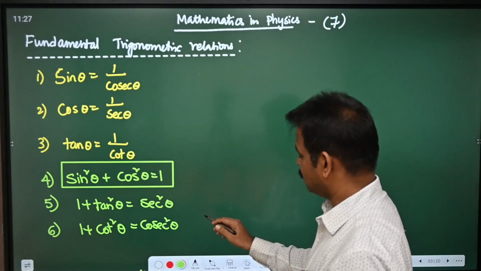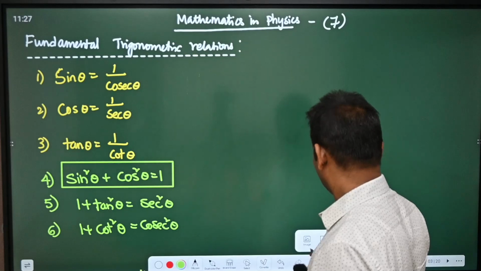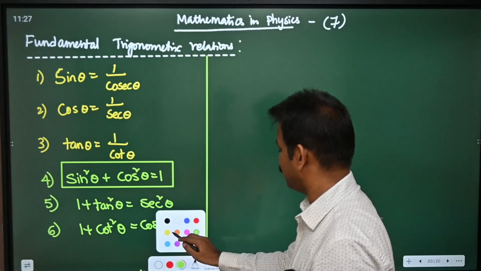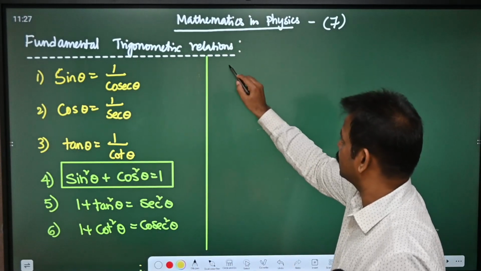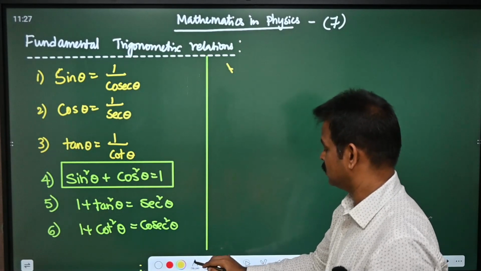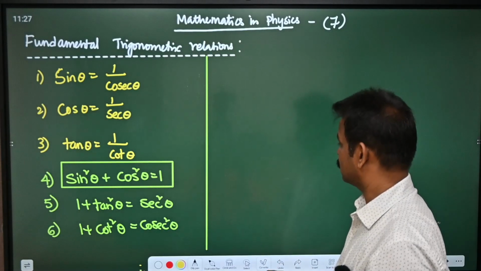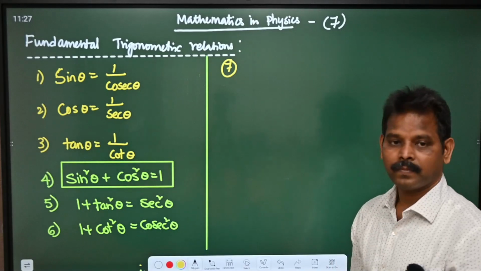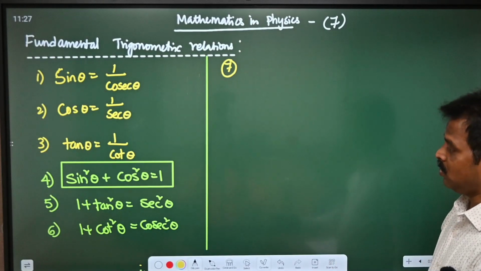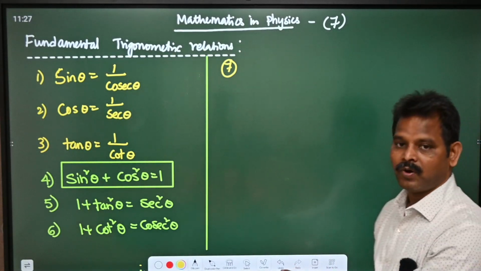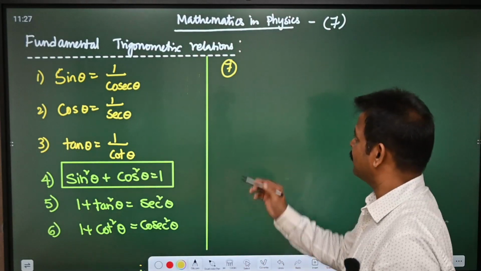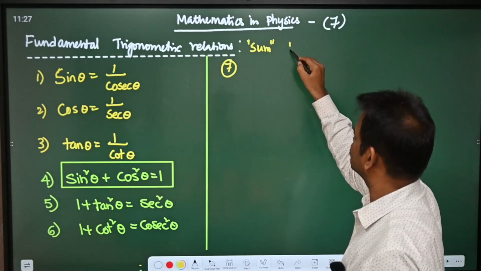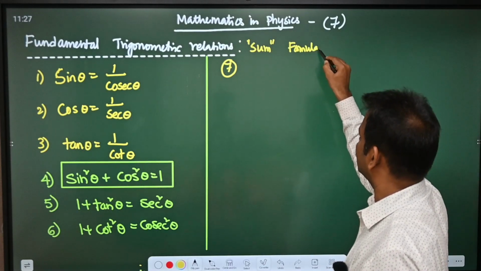Now, students, we have some other formulas which should be remembered by you. That is, seventh one, sum formulas and difference formulas. Sum of trigonometric formulas. Sum formulae.